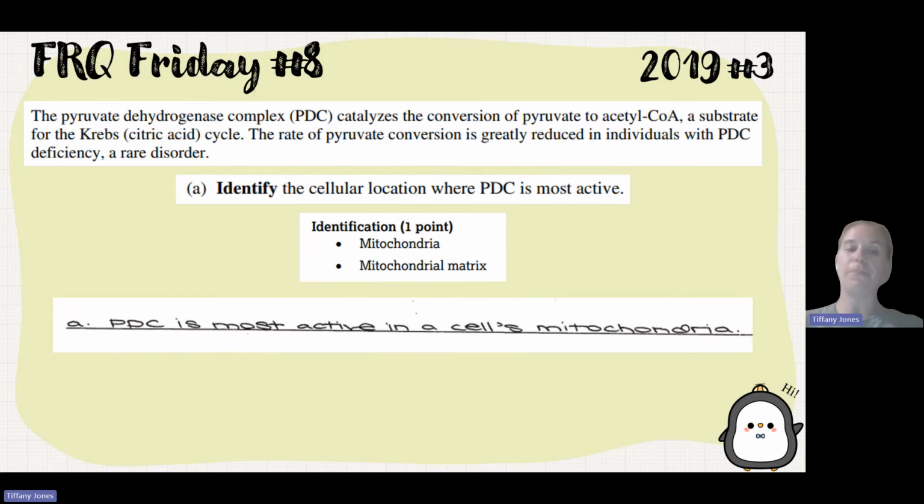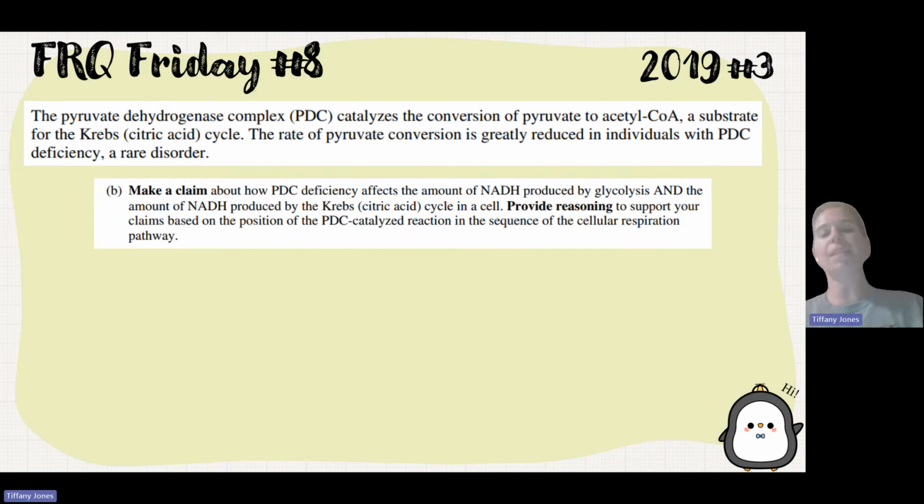So let's see what the student put. PDC is most active in a cell's mitochondria. Of course, they receive credit for saying that it was taking place in the mitochondria. Part B says to make a claim about how PDC deficiency affects the amount of NADH produced by glycolysis and the amount of NADH produced by the Krebs cycle in a cell. Provide reasons to support your claims based on the position of the PDC-catalyzed reaction in the sequence of the cellular respiration pathway. So first thing, let's think.